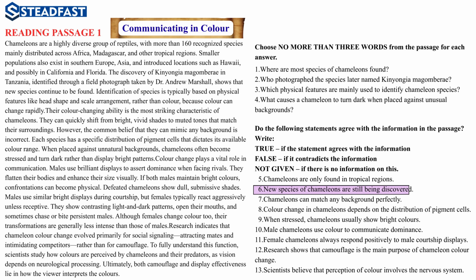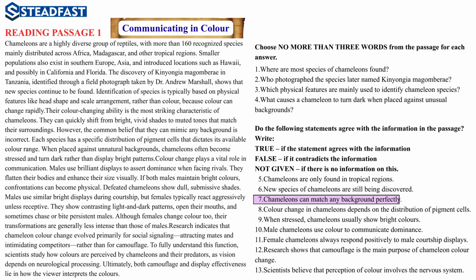New species of chameleons are still being discovered. In the first paragraph, the example of Kinkongia magumbara is used to show that new species continue to be found. The wording is almost the same as this statement. That means the statement agrees with the passage. So the statement is true. And the next question 7.